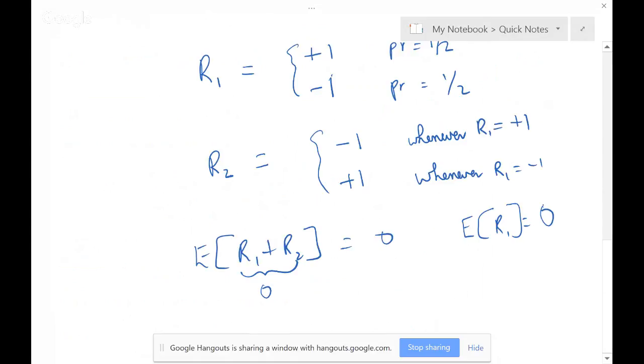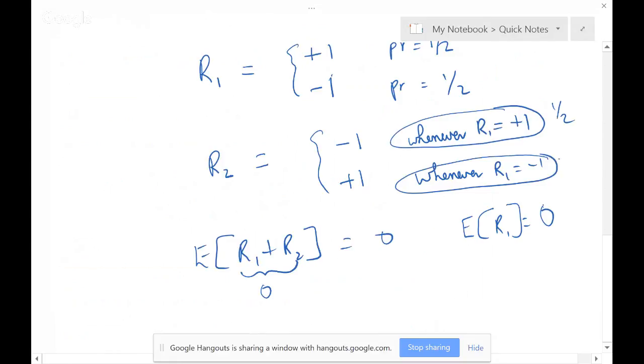That's coming straight from the fact that it's +1 with probability half and -1 with probability half. Now R2 is completely dependent on R1, but still the probability of R1 equal to +1 is a half, and R1 equal to -1 is a half. So the expectation of R2 is also 0. So you see this holds.